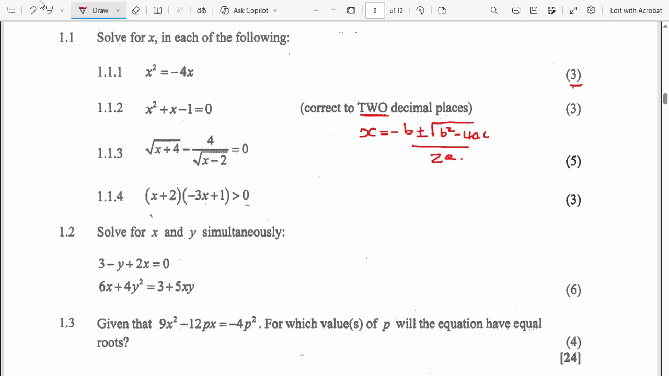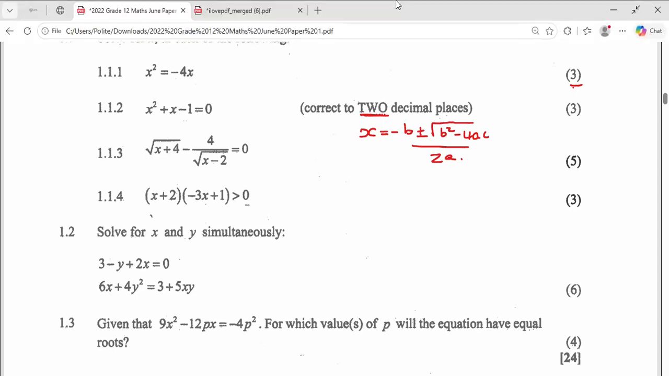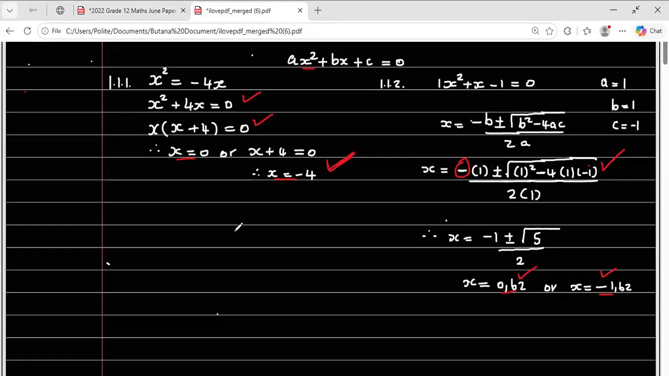So you know what I'm going to do? I'm going to isolate the fraction with the negative, put it to the other side, and then square both sides. Why am I squaring? My aim is to get rid of that square root. So each and every time when you solve for x and you see the square root, you should make sure that you get rid of the square root.